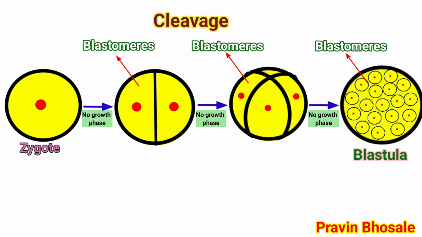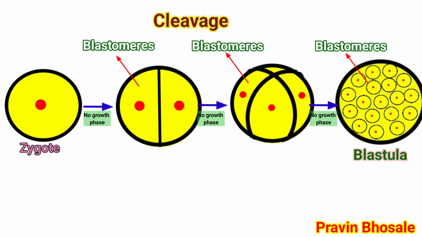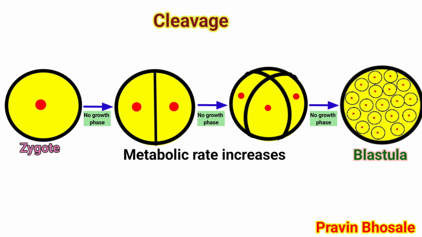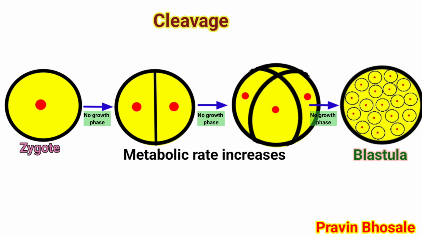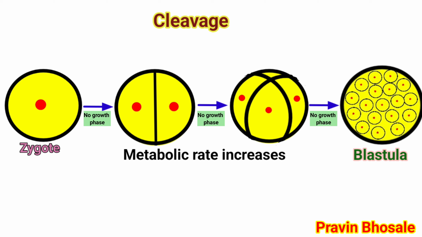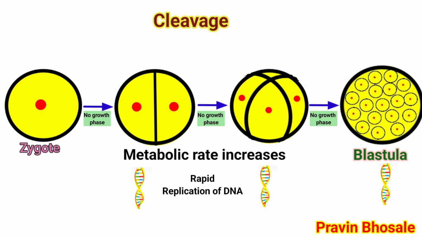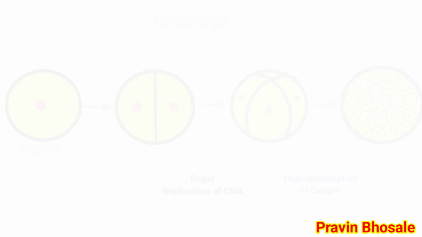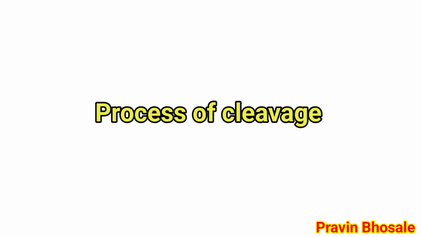Since there is no growth phase between the cleavages, the size of the blastomeres is reduced with every successive cleavage. As the size reduces, the metabolic rate increases. Subsequent cleavages are thus faster than earlier ones. This requires rapid replication of DNA and high consumption of oxygen. So let's see the process of cleavage.